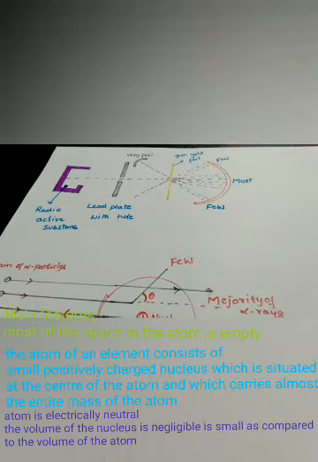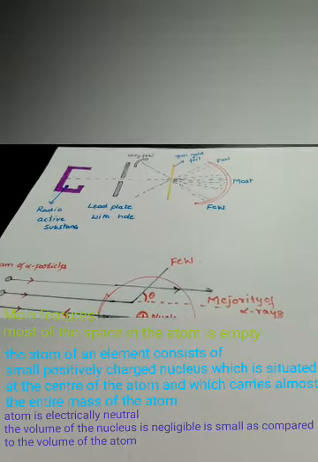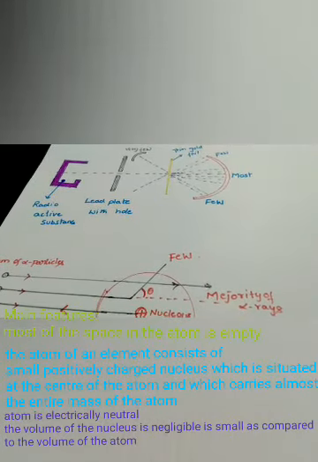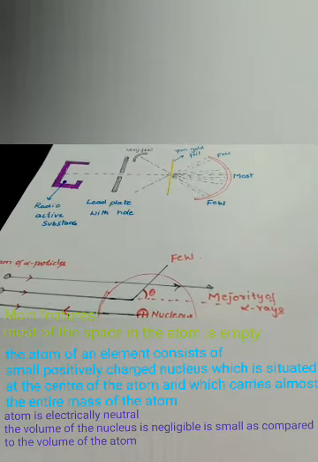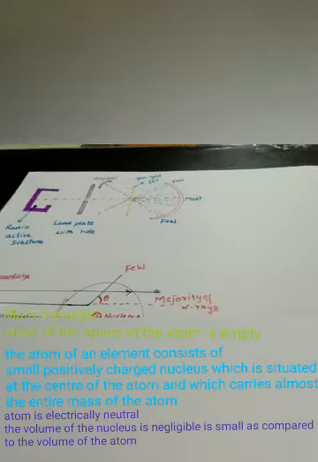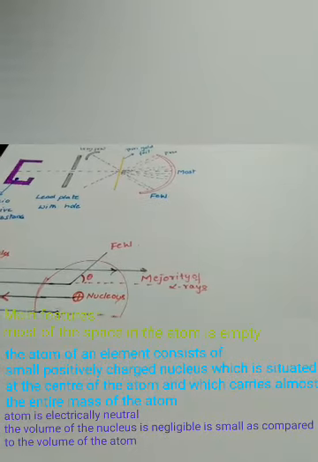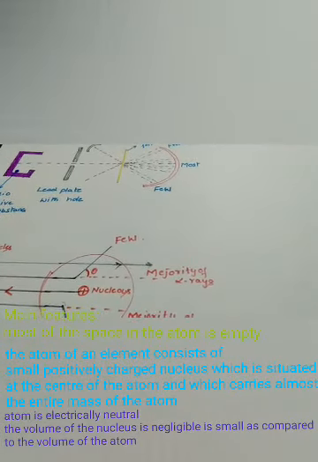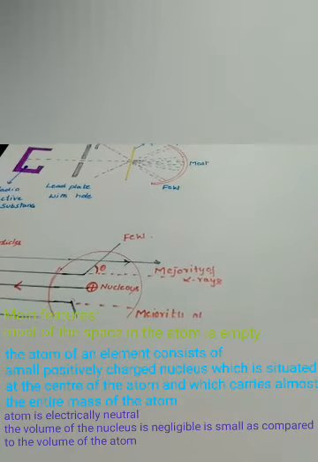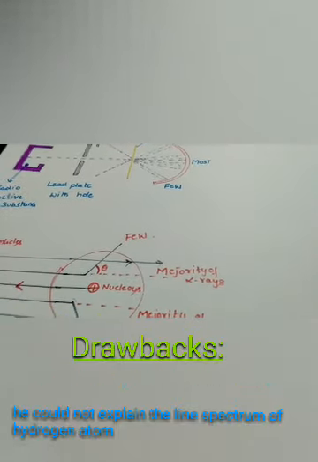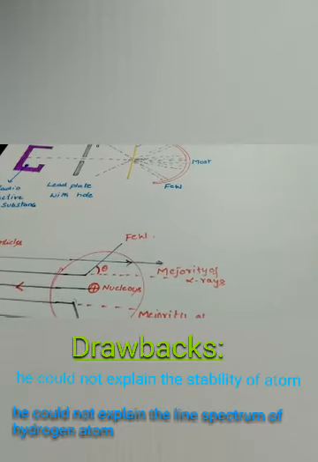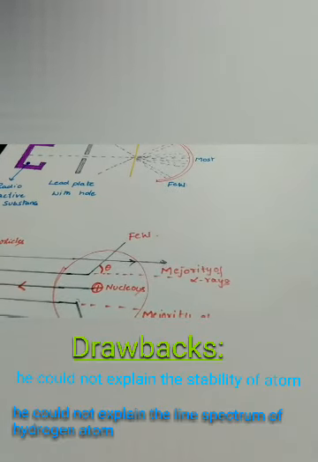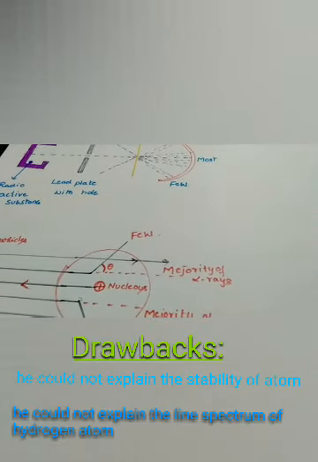The Rutherford atomic model has limitations. It was not according to the classical theory of electromagnetism proposed by Maxwell. According to the theory, every accelerated charged particle must emit radiations in the form of electromagnetic waves and lose its total energy. So he could not explain stability. And another one is that he could not explain the line spectrum of hydrogen.